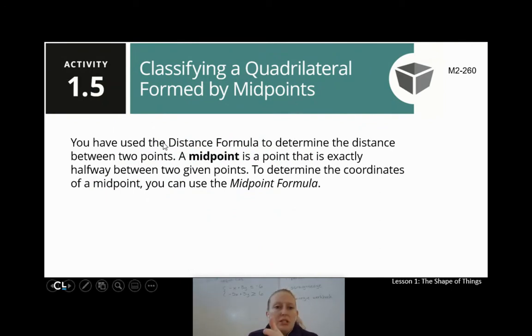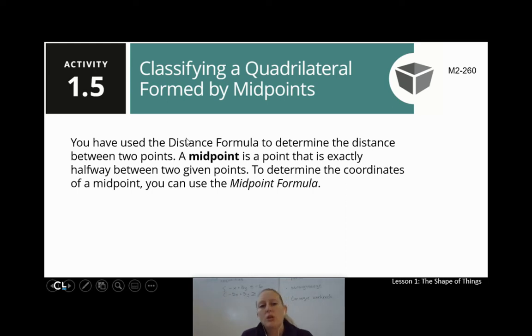So you use the distance formula now to determine the distance between 2 points. But what if I want to find the midpoint? A midpoint is a point that is exactly halfway between two given points. It's exactly what it sounds like. It's the middle point. It's the point in the middle of two other points.